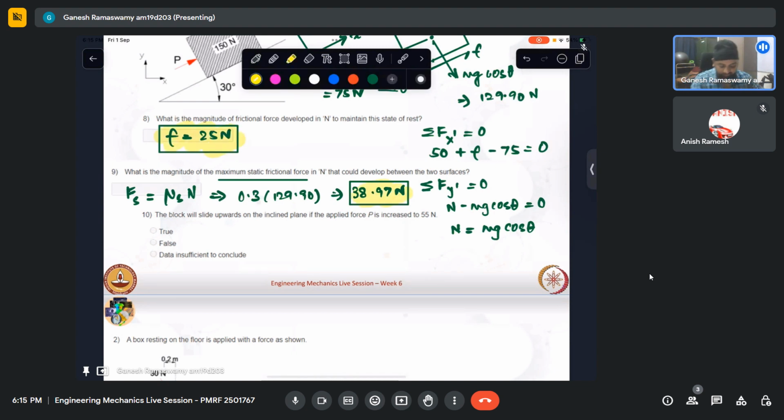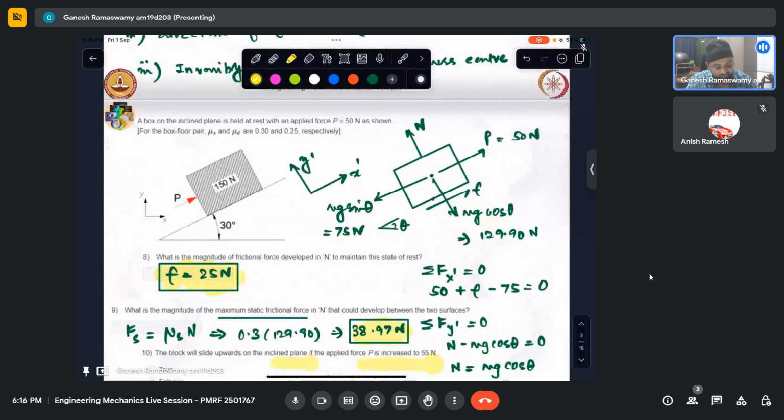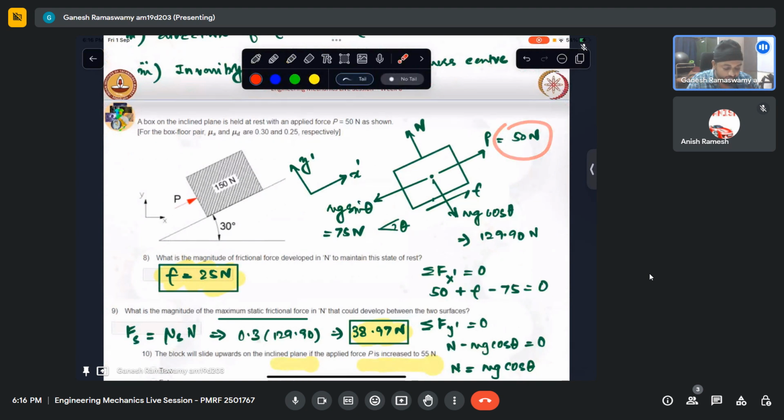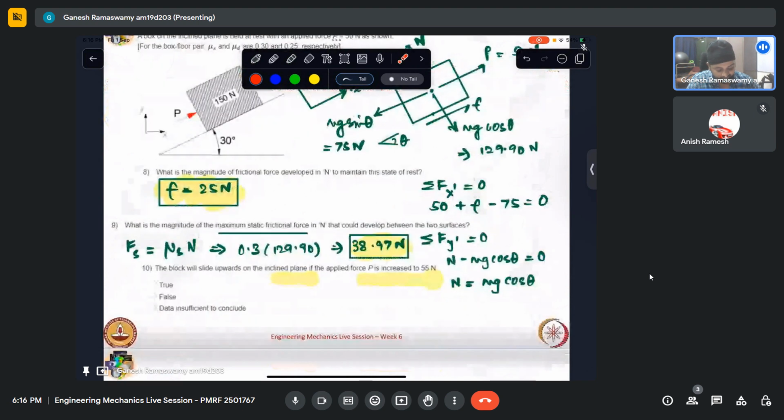That's fine. The next question asks, the block will slide upwards on the inclined plane if the applied force P is increased to 55 Newton. Now, currently what is applied is 50 Newton. If we increase it to 55 Newton, will it slide up the plane? We can see that the opposing force is 75 Newton. So, a minimum of 75 is required to even bring the friction down to 0, and then to counter its effect, we need to apply more force for it to slide upwards. So, this is naturally not true.